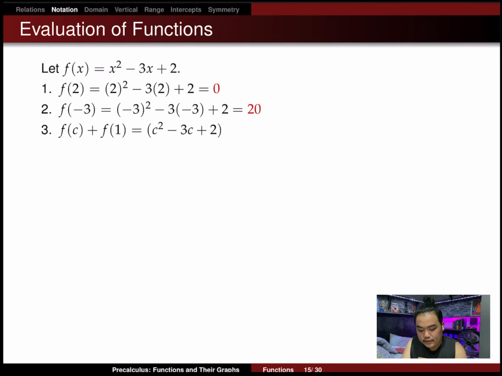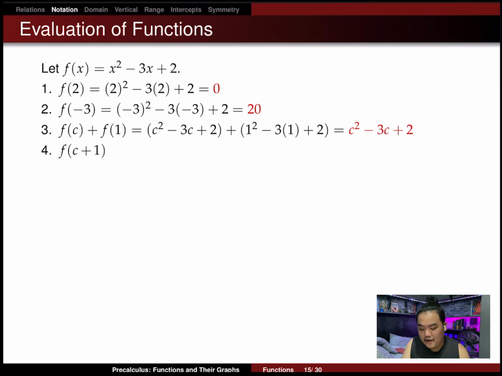Okay, nireplace nyo yung mga x dito by c. And then plus, replace x by 1. And then you just add these two, combine like terms. You get c square. Okay, so kayo na lang mag-verify nun. C square minus 3c plus 2.